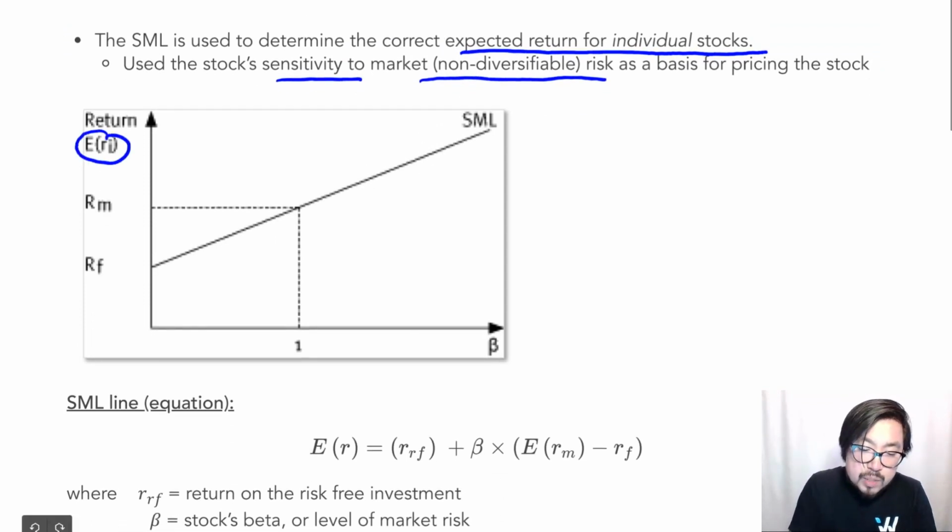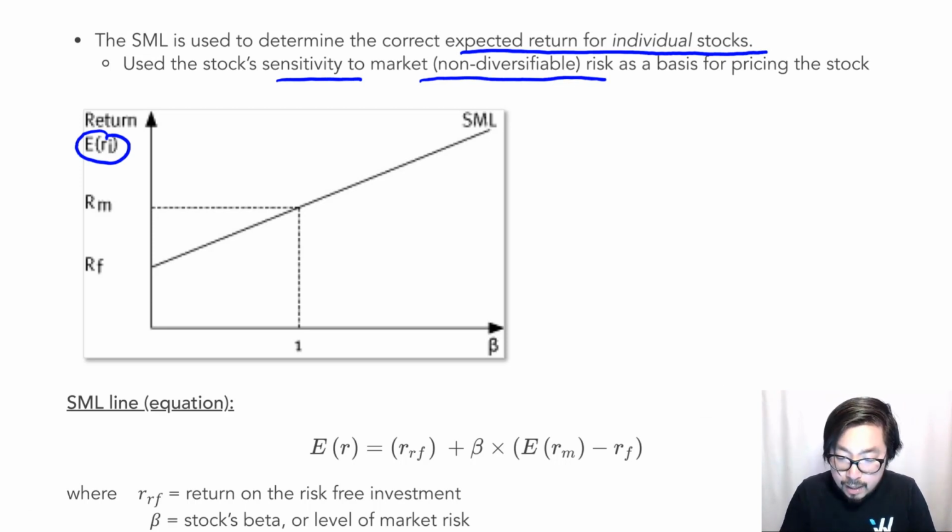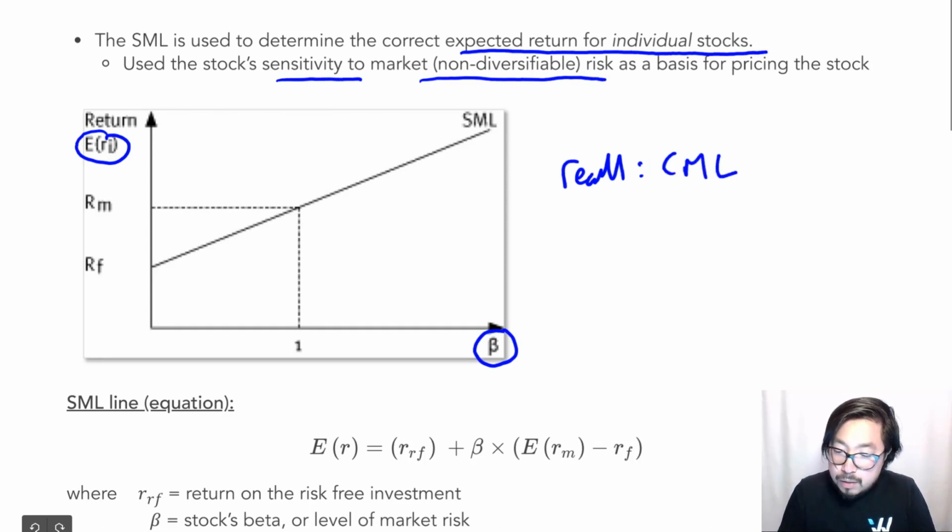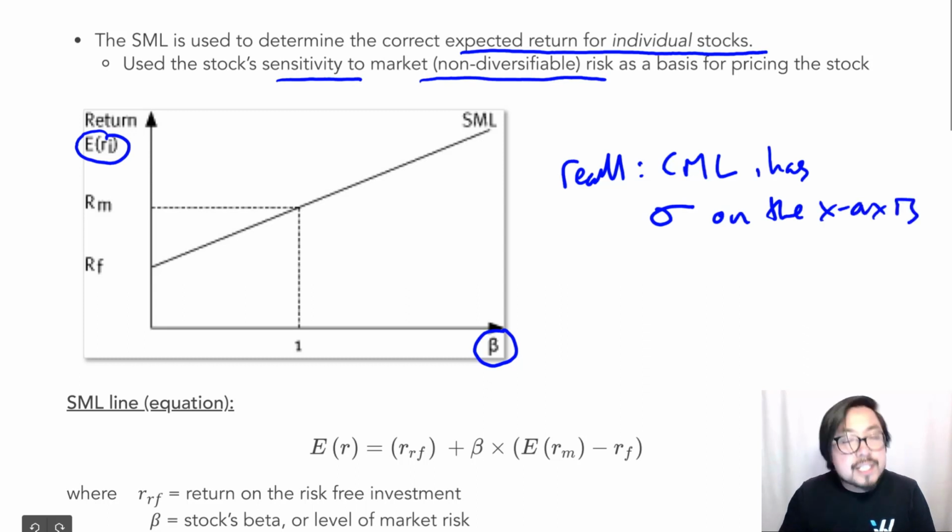On the vertical axis, we have the expected return for the individual stock. And on the horizontal axis, we have beta. And recall, the CML horizontal axis has sigma on the x-axis. And this is the main difference between the CML and the SML. The SML only deals with individual assets, individual securities.